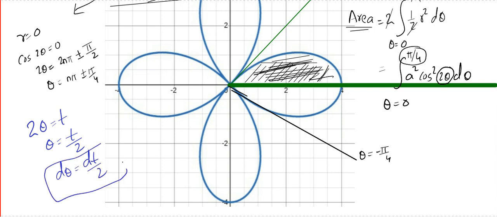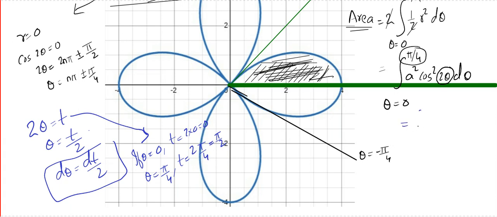So we need this. And the next thing is, if theta is equal to 0, t is equal to 2 into 0, that is 0. If theta is equal to the upper limit pi by 4, t will be 2 into pi by 4, that gives me pi by 2. And there comes my favorite integral, t is equal to 0 to pi by 2.